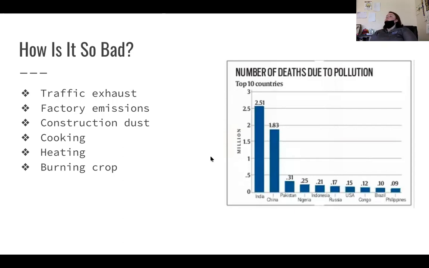Cooking and heating are going to be a major one, especially in the rural areas of India or any rural area of Asia, basically. The poorest people in the country don't have enough money or don't have the option of electric burners or even natural gas stoves. So they're literally having to burn things out in the open with wood, like a wood burning stove or a wood fire, et cetera, and it takes off into the air.